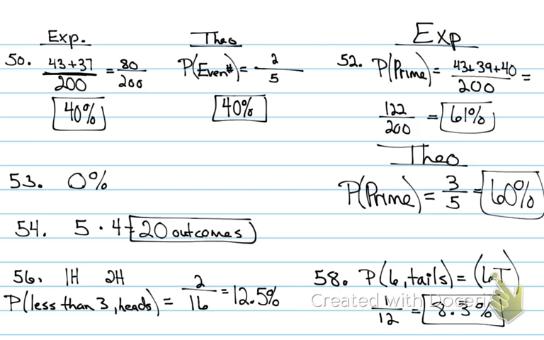No. Less than 3. There's only 2. Oh, my bad. No, I did 56. Spinning a number less than 3. There's only 2 numbers less than 3. You can only get 2 heads. 2 over 16 is 12.5. And then 1 over 12 is 8.3 repeating.